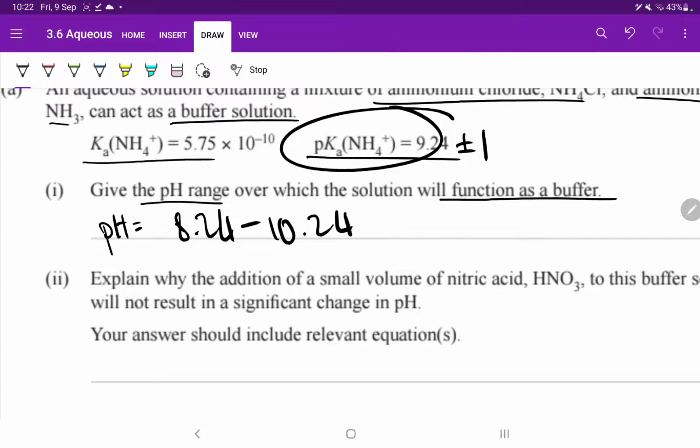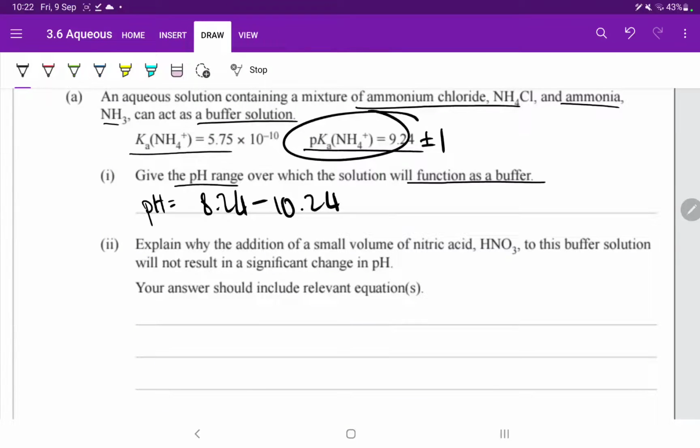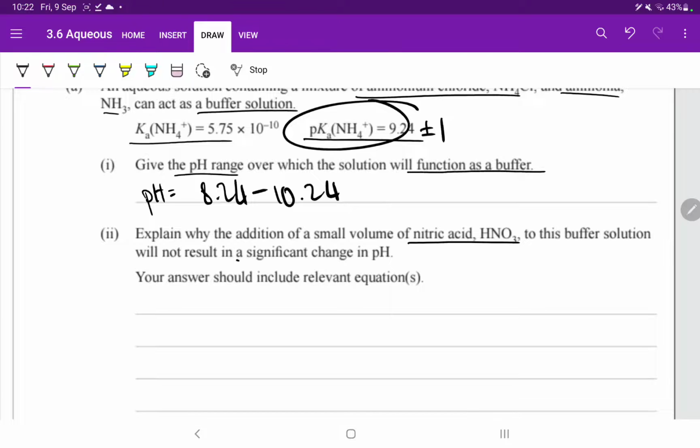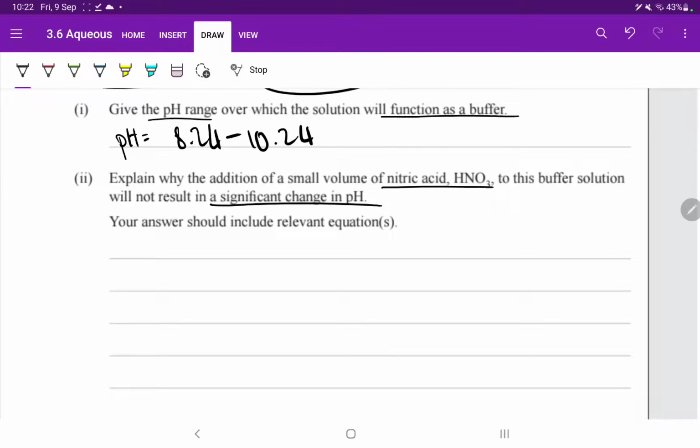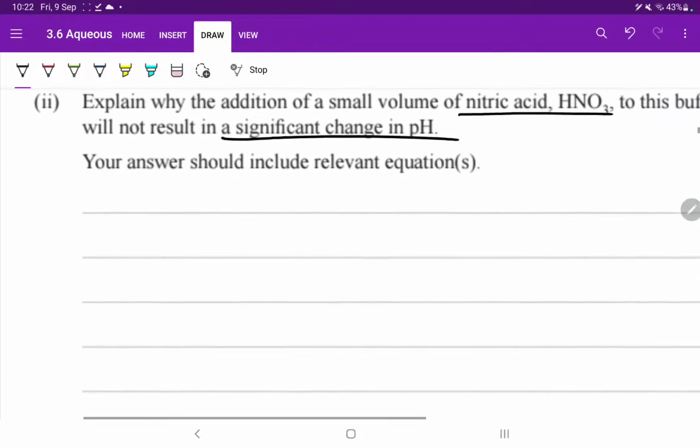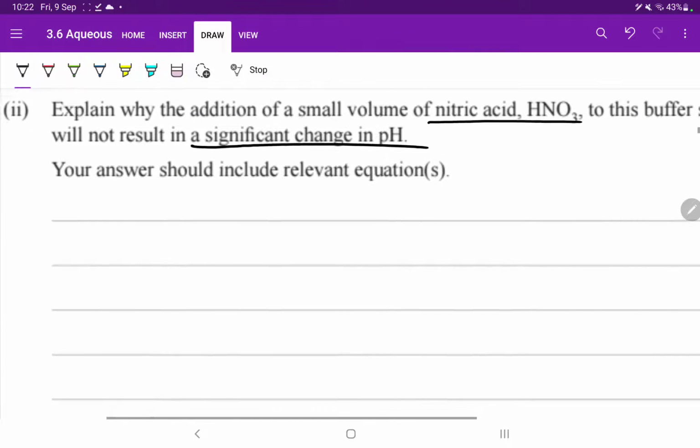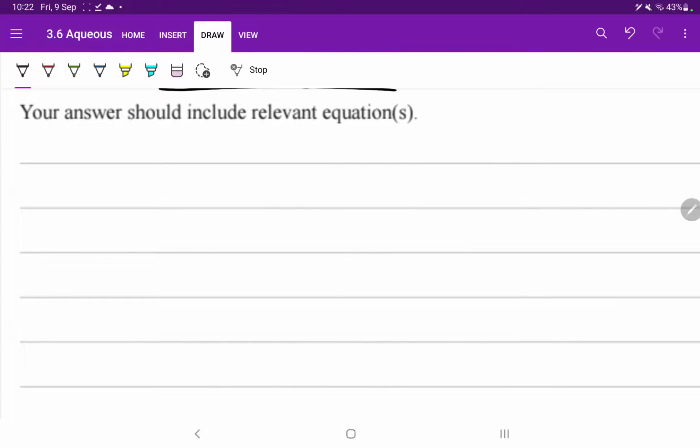Right, that's your answer. Explain why the addition of a small volume of nitric acid to the buffer solution will not result in a significant change in pH. In these sorts of questions, what I like to do is define what a buffer solution is first and what it does. So let's write down the function of a buffer.